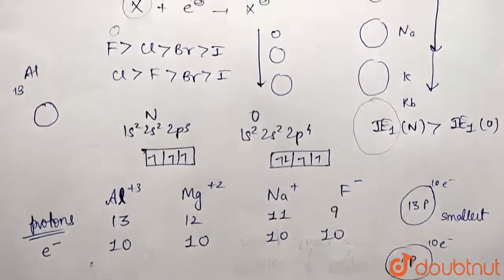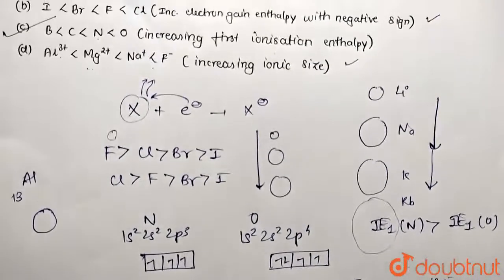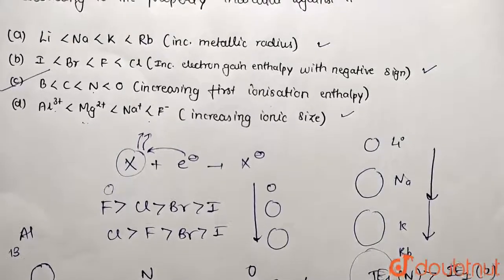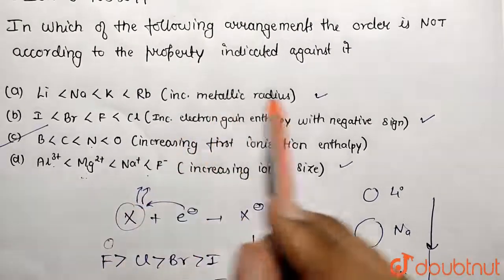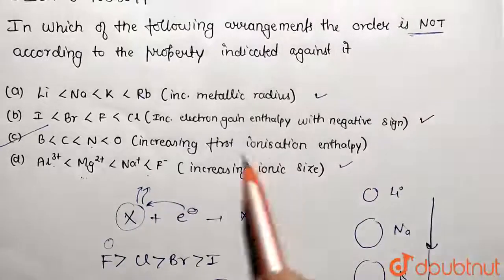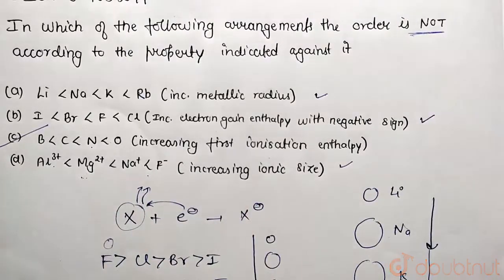So this was the general discussion about the question, and option D is also correct, which they have given on the basis of increasing ionic size, and we need to find the one that is not correct, so option C.